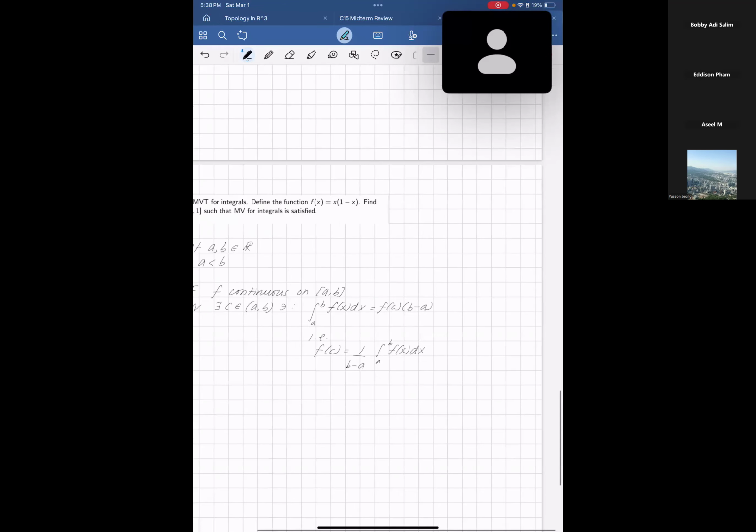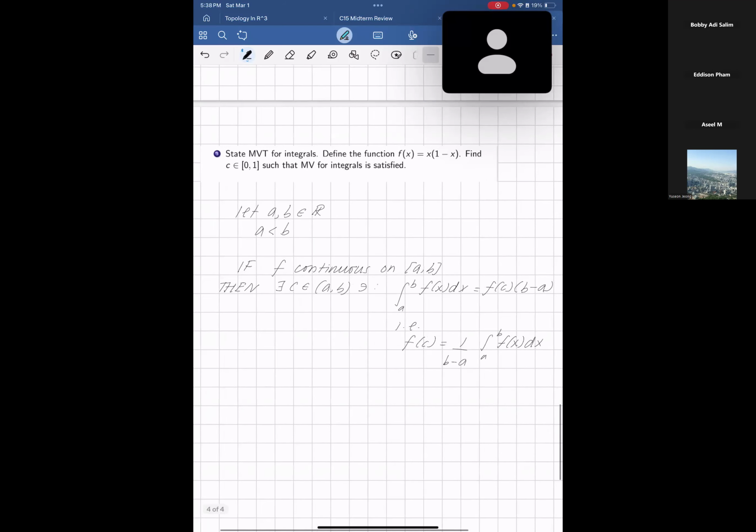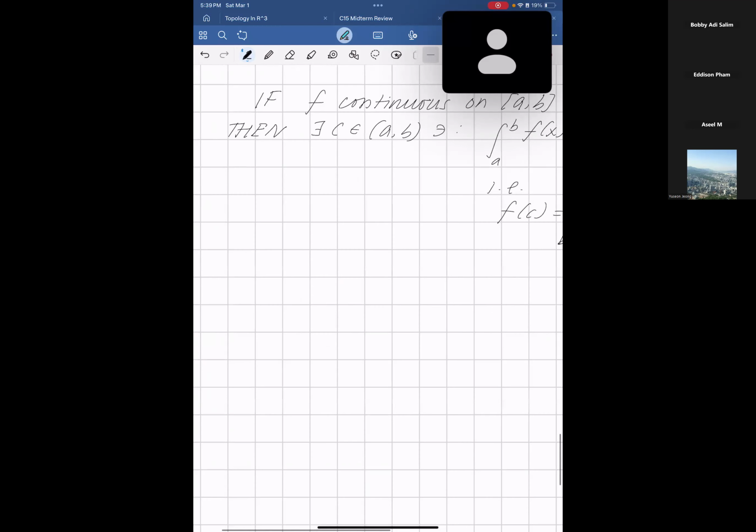Okay. And then you have to find a c in this specific interval such that the mean value theorem is satisfied.